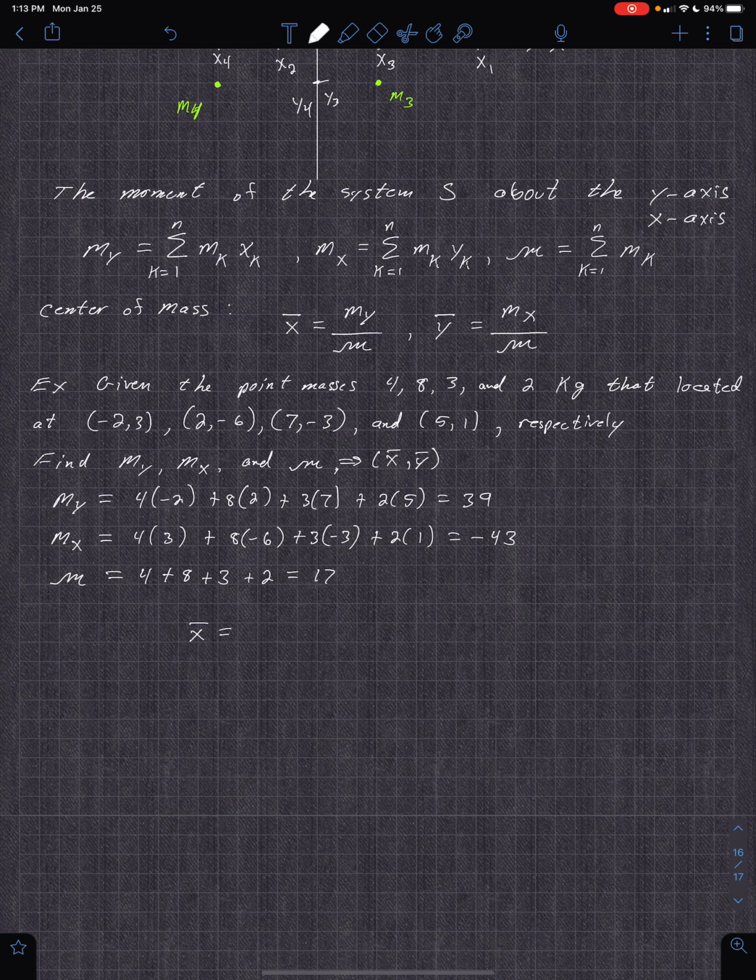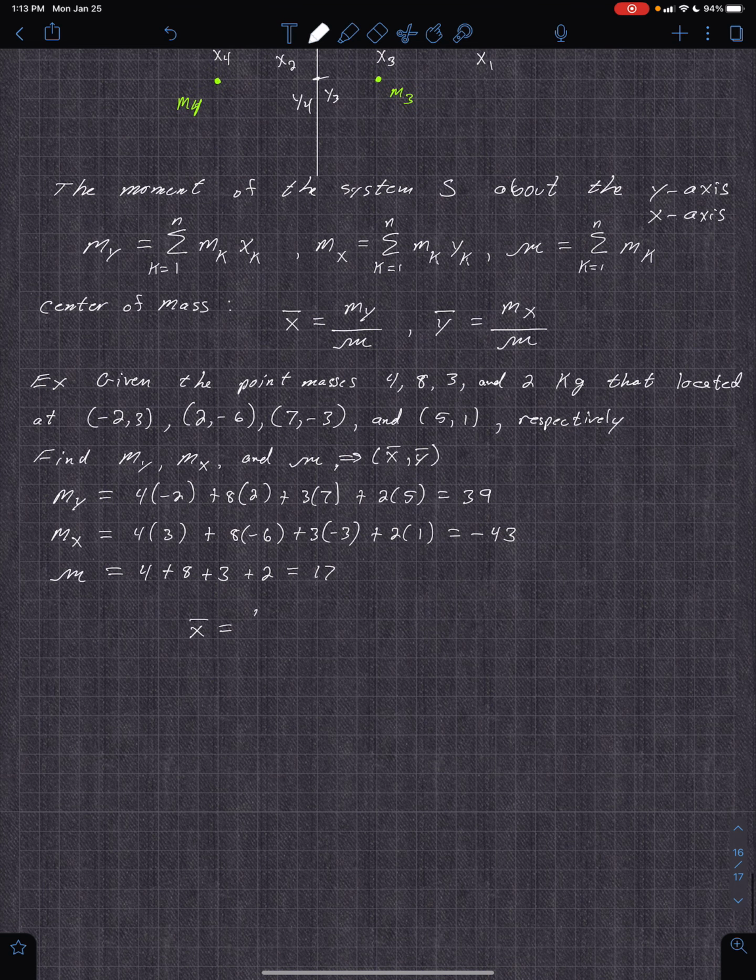So x bar is going to be the moment about y over the mass, which is 39/17. Y bar is the moment about x over the mass, which is negative 43/17. And so the coordinate of the center of mass is just that: 39/17 and negative 43/17. Don't change that to a decimal, please. You'll freak me out. Okay, leave it as a fraction.